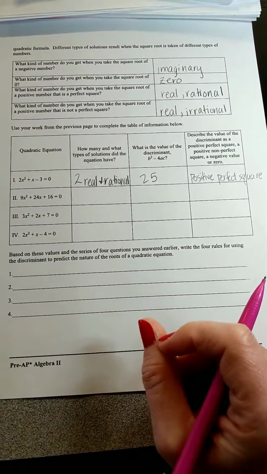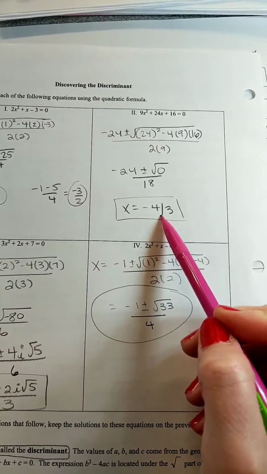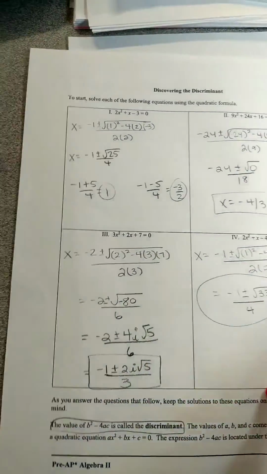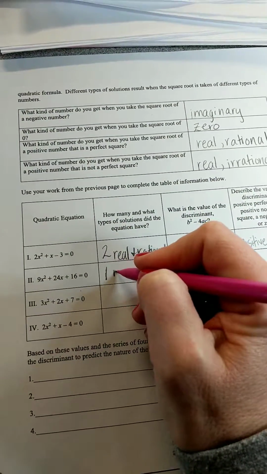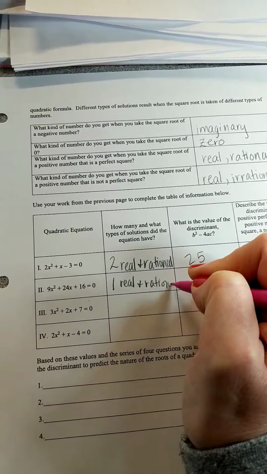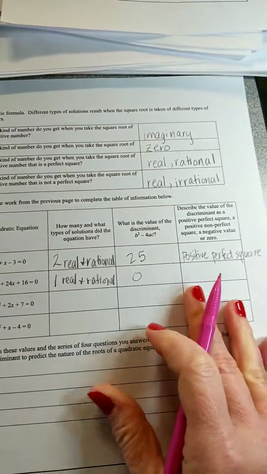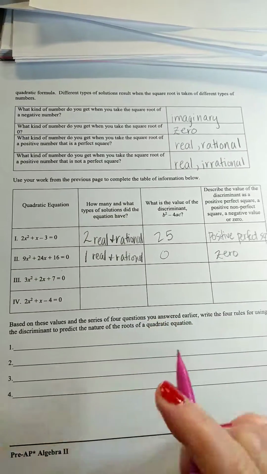It's okay. All right. Hey, Tom. Equation 2. Hand down. How many solutions and what kind of solutions did equation 2 have? 1. Was it real? Yes. Was it rational? Okay. What was the discriminant on equation 2? 0. And describe the value. Well, it was 0. Okay.